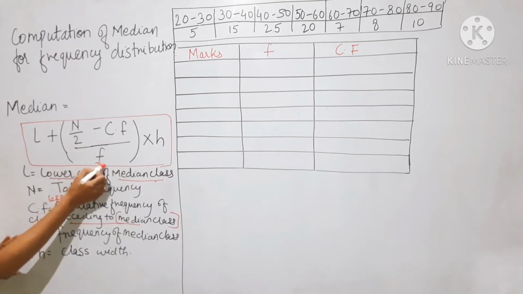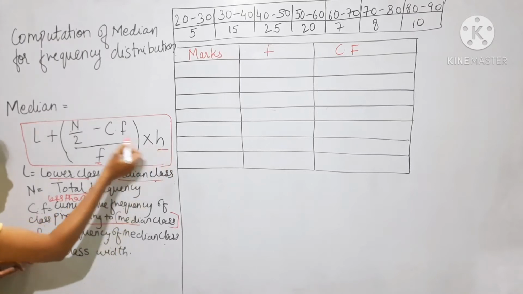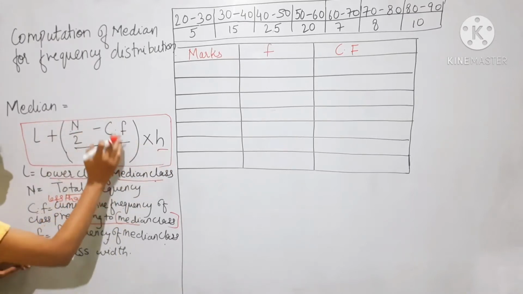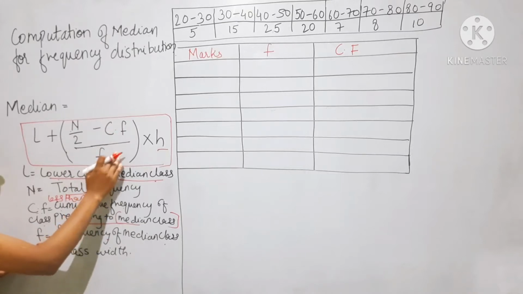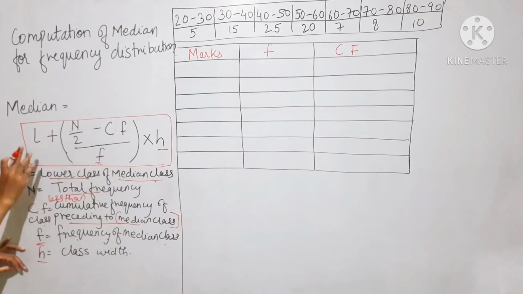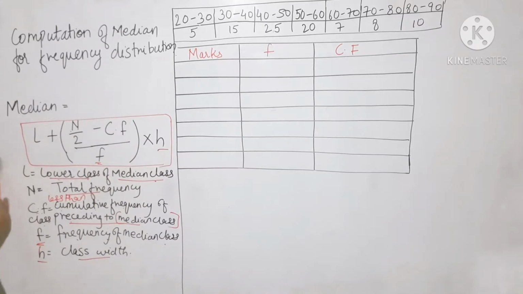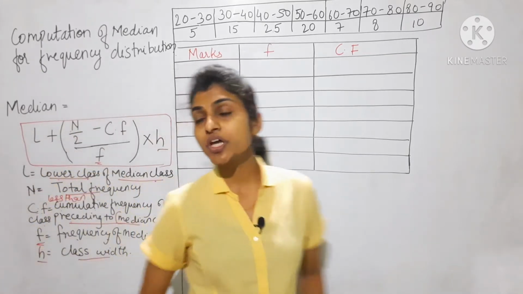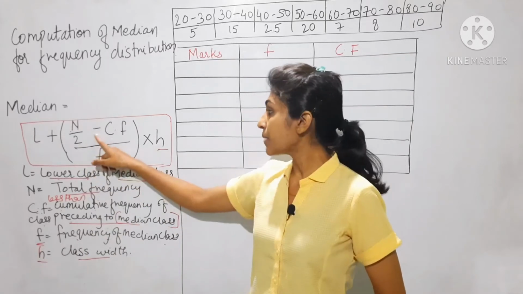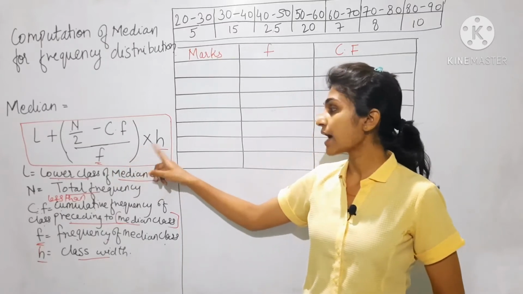F, this F is the frequency of the median class, and H, okay, H is outside, means you are going to solve this bracket. Whatever answer you get after solving the bracket, you have to multiply by height, that is class width, and then add the lower limit. In the example you will understand. So H is what? Class width. Class width means the height of the class. So this is the formula to calculate median for frequency distribution: L plus n upon 2 minus CF, that is cumulative frequency, divided by F frequency, and multiply by H.